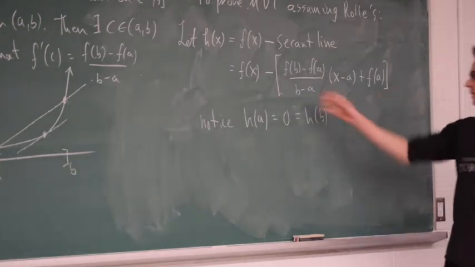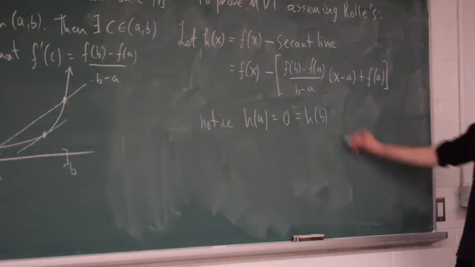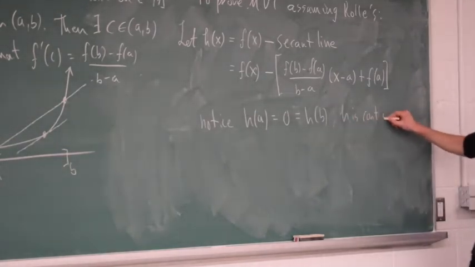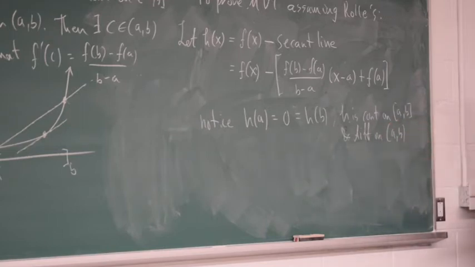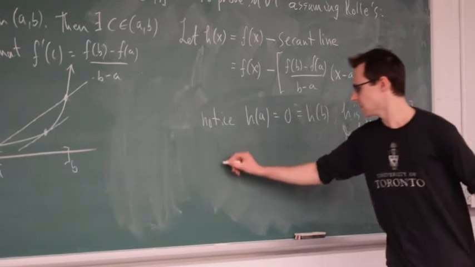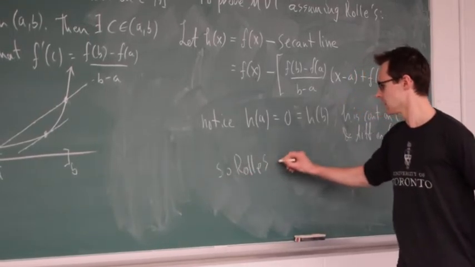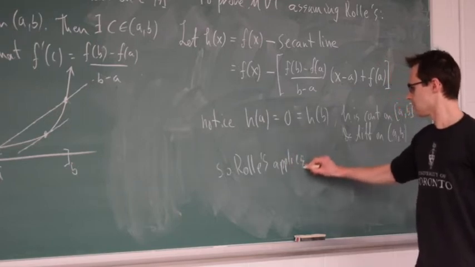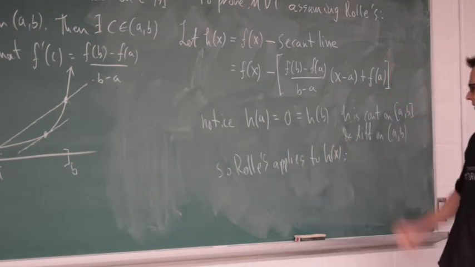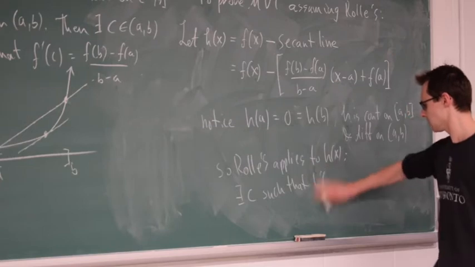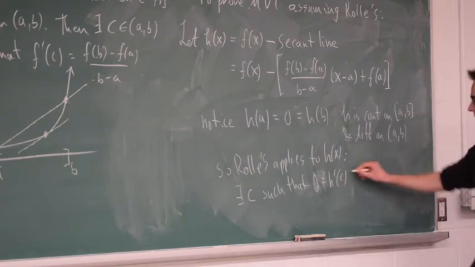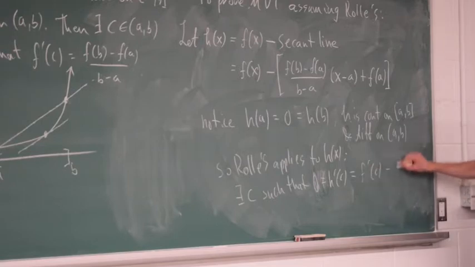So h of a is 0, h of b is 0, h is continuous on a to b because f is, and differentiable on the open interval a to b, also because f is. And therefore Rolle's applies to h of x. What do we know from Rolle's? There exists c such that h prime of c equals 0, and h prime of c is equal to f prime of c minus f of b minus f of a over b minus a.